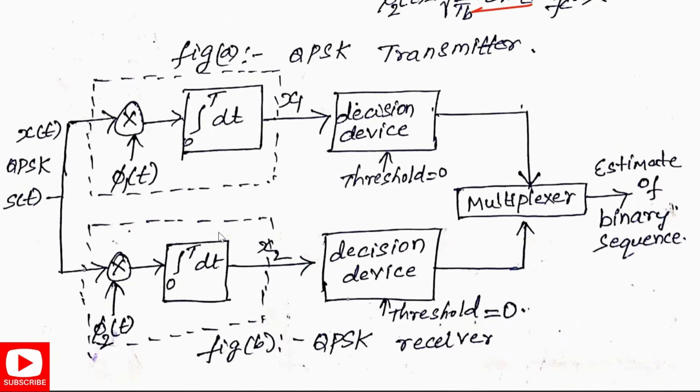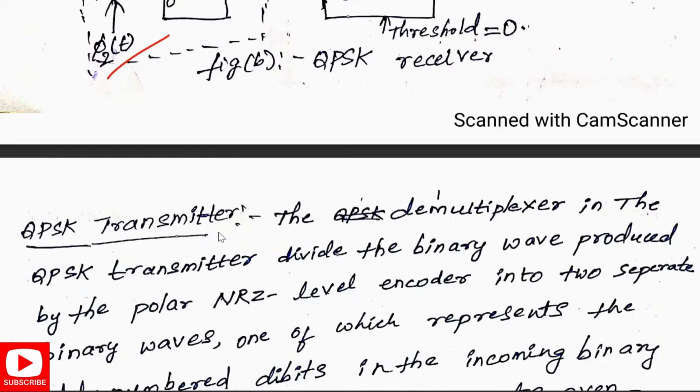In the receiver part, what happens is this X of t, the QPSK signal we had got, is sent. Again, we have two parts, that is phi1 of t and then phi2 of t. Then we have an integration part here, the integrator, to provide the x1 and x2. In the decision making, if the threshold is 0, it is estimated as 1 or 0 and then sent to the multiplexer. This estimates the binary sequence and gives us back the QPSK receiver output.